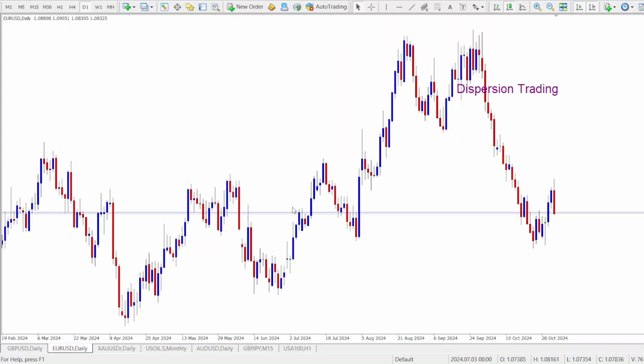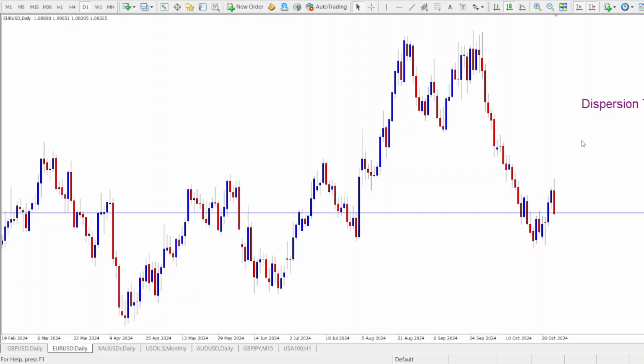Once you have chosen a set of pairs, you create positions that capitalize on changes in their volatility. So suppose Euro USD has been relatively stable, but GBP USD has shown increased volatility due to some economic news. With dispersion trading, you might short the pair with lower volatility and go long on the pair with higher volatility. As these pairs adjust to market events, you are banking on the spread between their volatilities to provide a profit opportunity even if the market moves sideways.